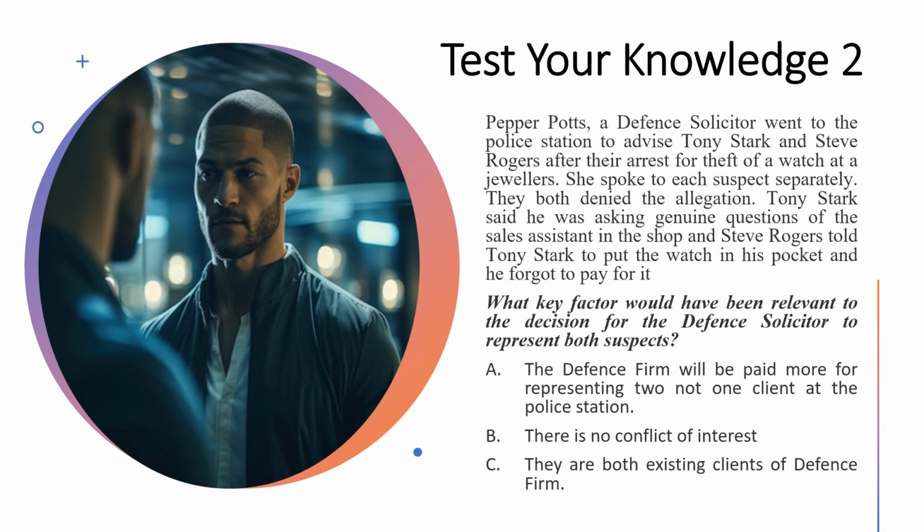Test your knowledge 2. Pepper Potts, the defence solicitor, went to the police station to advise Tony Stark and Steve Rogers after their arrest for theft of a watch at a jeweller's. She spoke to each suspect separately. They both denied the allegation. Tony Stark said he was asking genuine questions of the sales assistant in the shop, and Steve Rogers told Tony Stark to put the watch in his pocket and he forgot to pay for it. What key factor would have been relevant to the decision for the defence solicitor to represent both suspects?